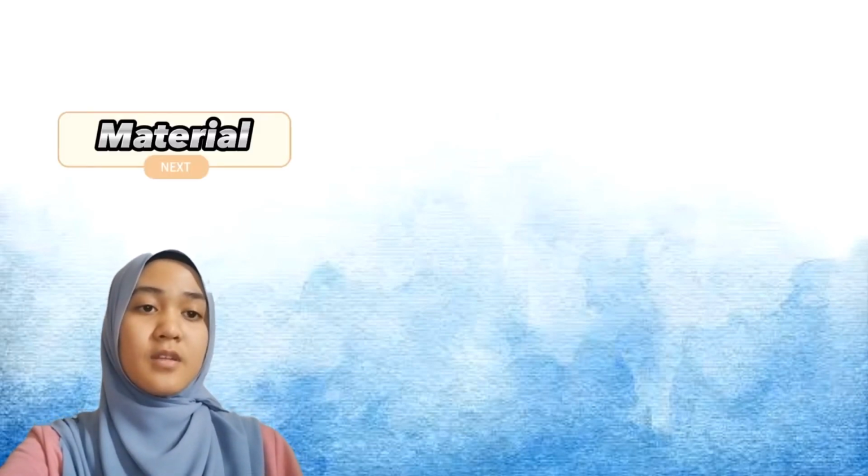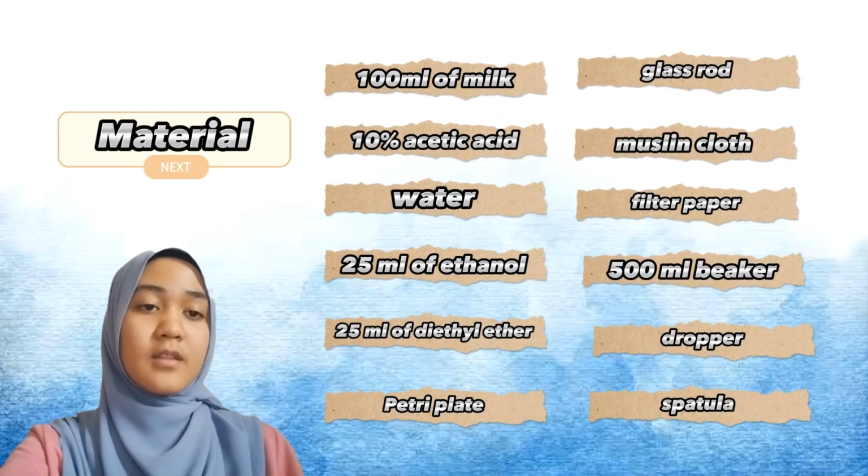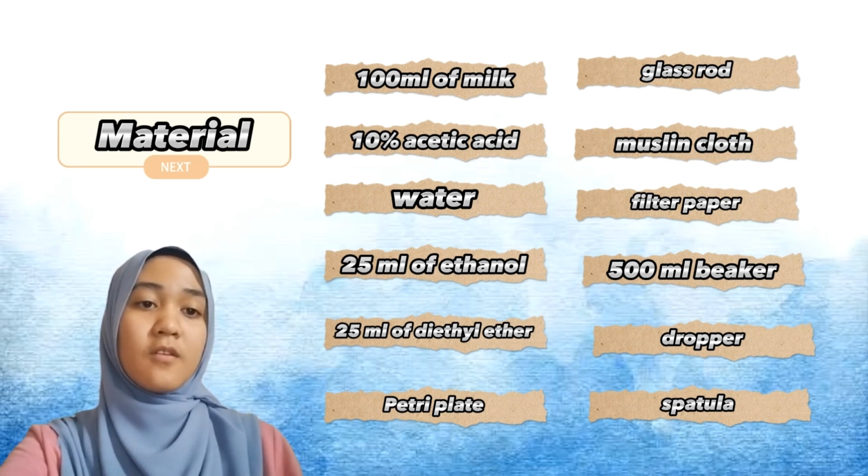Next, we will move to the methodology. So, the materials needed for this experiment are 100 ml of milk, 10% acetic acid, water, about 25 ml of ethanol and diethyl ether, petri plate, glass rod, muslin cloth, filter paper, 500 ml beaker, dropper, and also spatula.